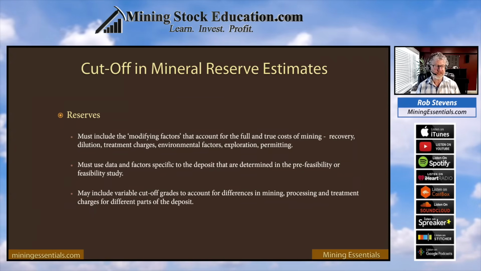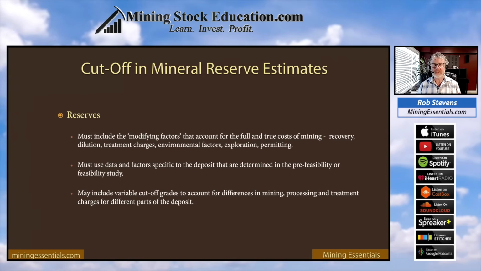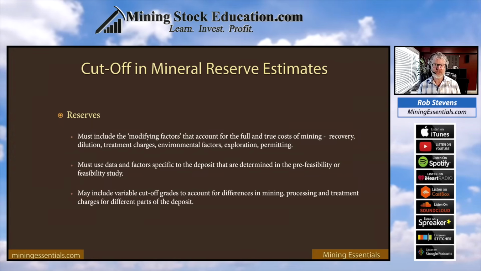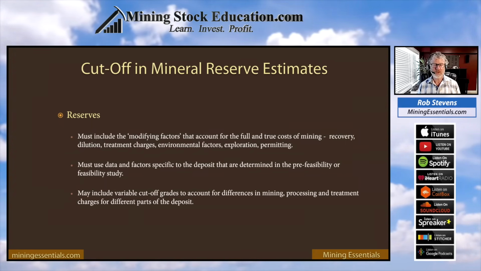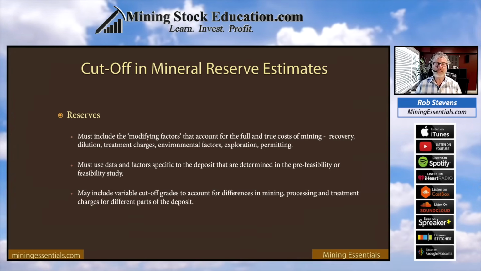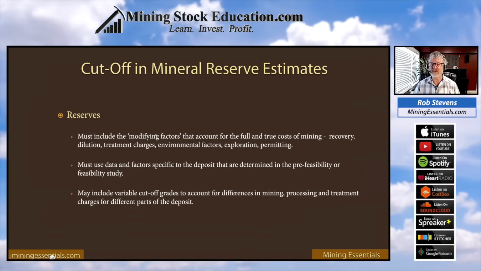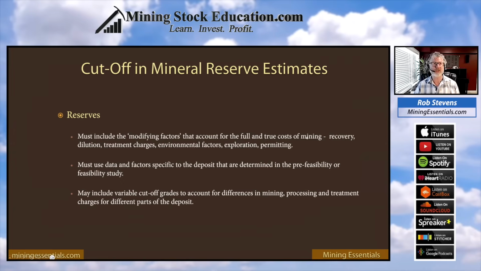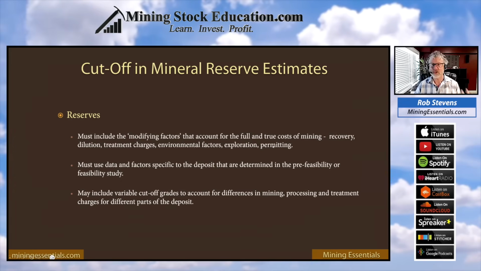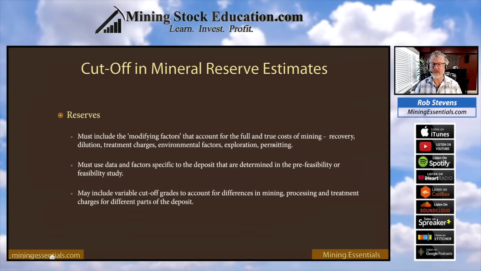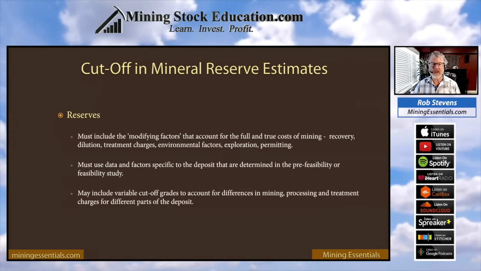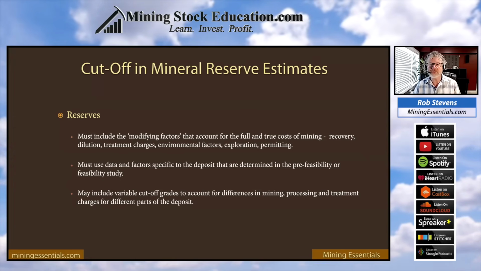Okay, so in reserve estimates, if you look at the requirements around a reserve estimate, essentially reserve is what's referred to as the economically mineable part of a mineral resource, as defined in at least a pre-feasibility study. And how do we get to the economically mineable part? It's by including what are referred to as the modifying factors, which is essentially your mining costs, your recovery costs, dilution, treatment charges, environmental factors like reclamation, exploration, permitting, all those things that really do cost when it comes to a mine. And so it's not just taking the rock out of the ground and processing it. There are many other factors that have to be used here.